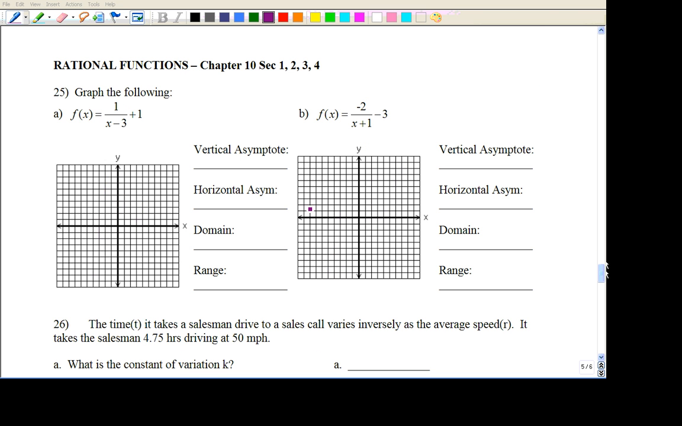Again, looking at this next function, we have rational functions. So let's start graphing. You have 1 over x minus 3, plus 1.